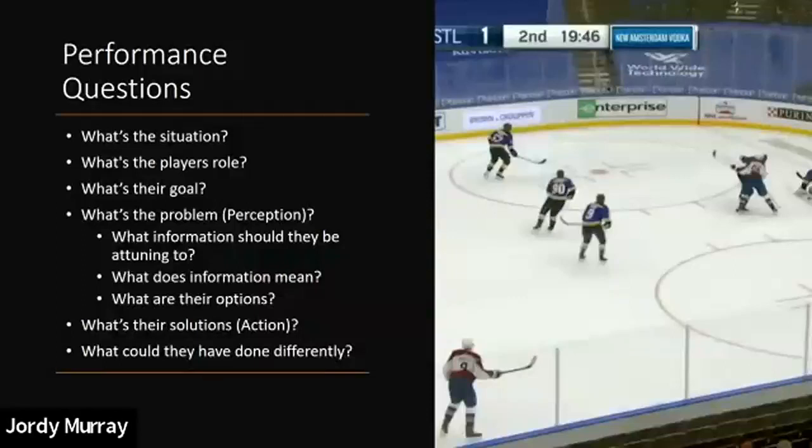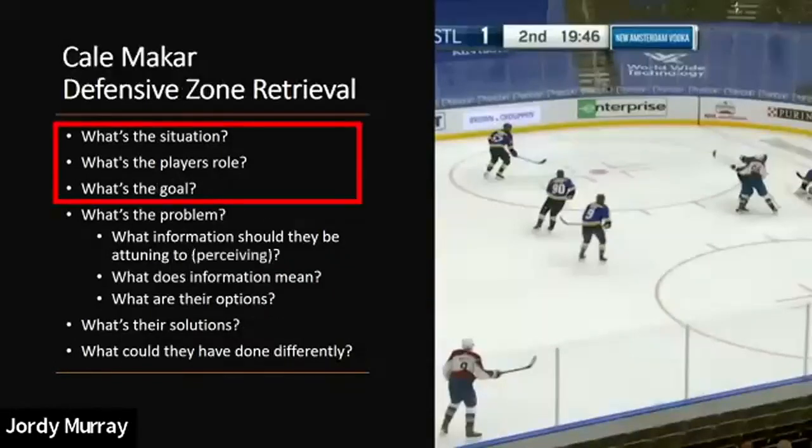Instead of me just talking about them, let's go through them with a clip from Cale Makar doing a D-zone retrieval. But first, what is the situation? Well, it's a D-zone retrieval. What's his role? He's retrieving the puck, so he's going to be the puck carrier. He's not a support role. He has the puck. What's his goal? What's the goal of a D-zone retrieval?